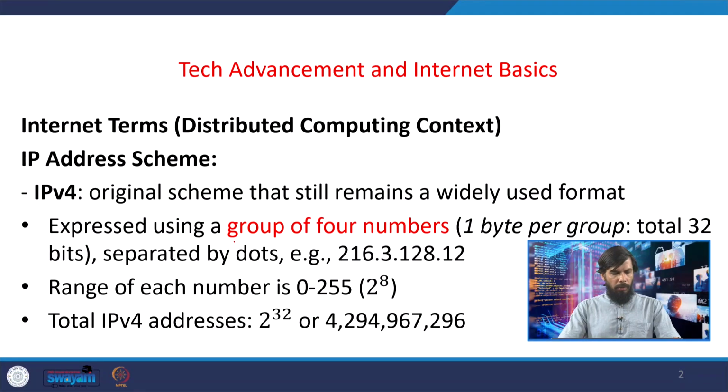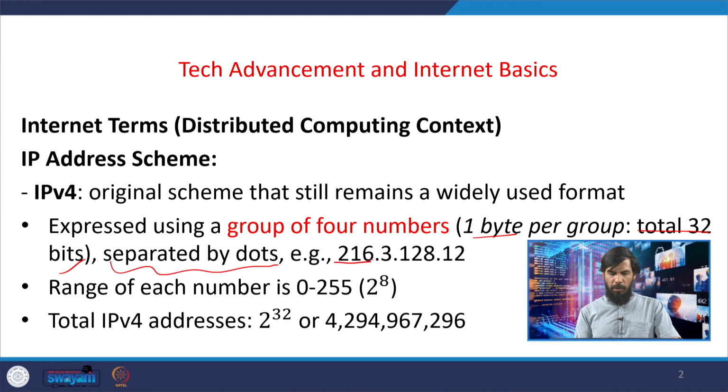So, we were talking about the IP address scheme, right, and we talked about IPv4. We said that IPv4 is the original scheme that still remains a widely used format, and it is expressed using a group of 4 numbers, where each number will have 1 byte. So, 1 byte per number, right. So, a total of 32 bits would be there, and these 4 numbers would be separated by dots.